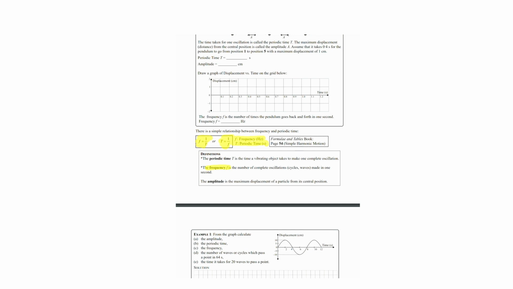Then we have the definition for amplitude. Well, you're just going to have to learn the definition for that. But it's easy. Once you understand it, you'll remember the definition very quickly. It's the maximum displacement of a particle from its central position.